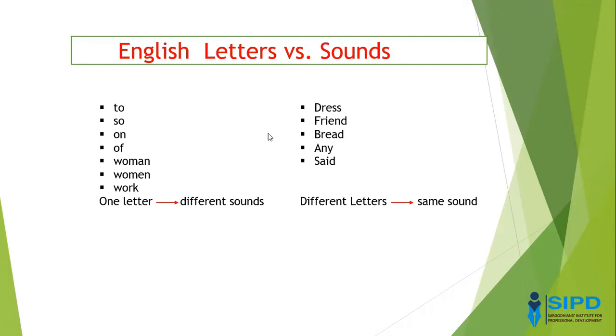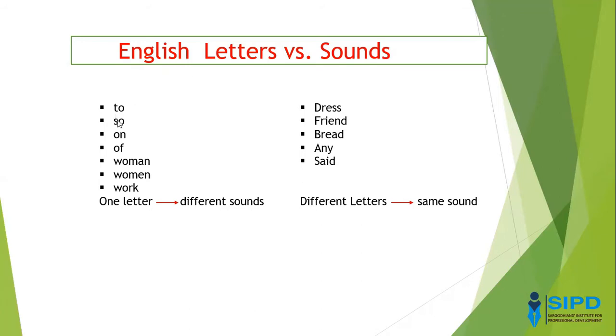Hello. Yes. Okay, would you like to say these five words? Yes, I can say. The first word is to. Second is so. Third is on. Fourth is of. Fifth one is woman. And sixth one is women. Seventh one is work. You're almost correct as far as vowels are concerned. To, so, on, of, woman, women, and work.